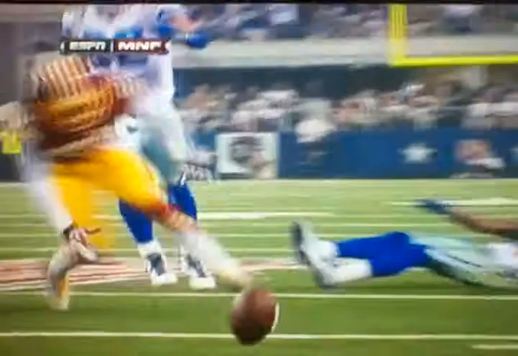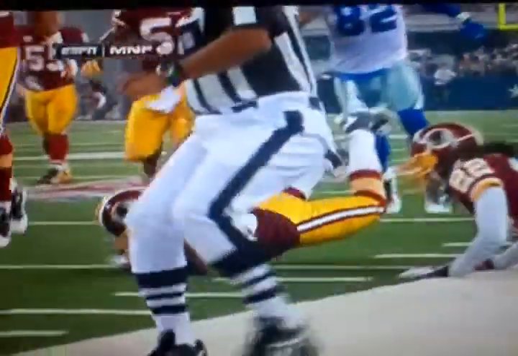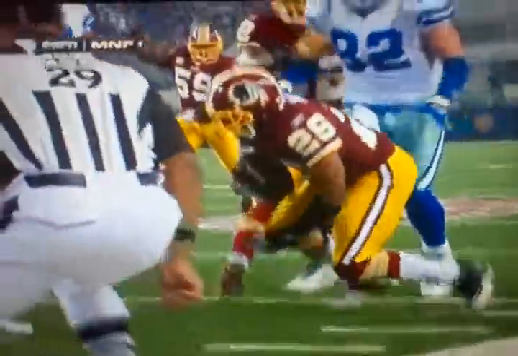There's no possession changed hands officially. Does Barnes touch it while he's out of bounds? That's a question. This is challengeable by Mike Shanahan.